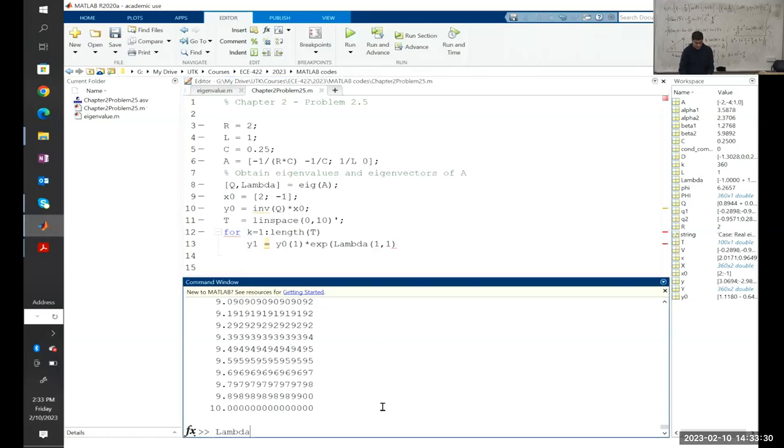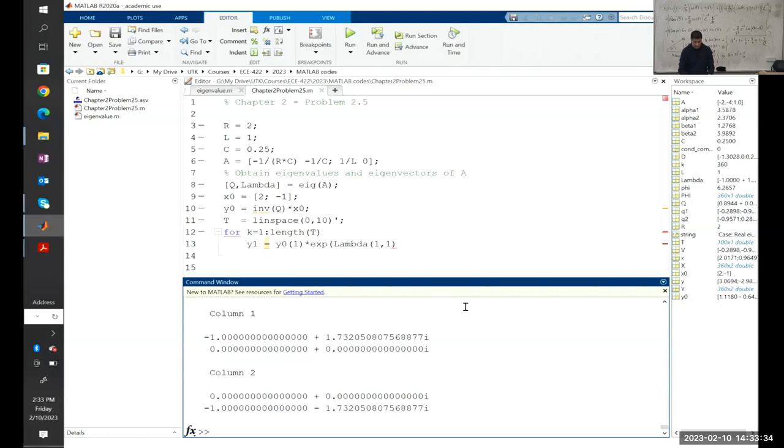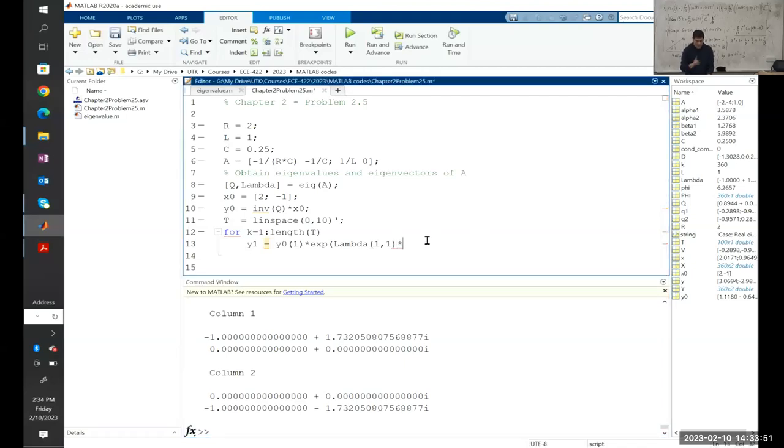We have lambda here, and as you can see, it is a diagonal matrix. So this is the first column. The first term is the eigenvalue. Second term is zero. Second column, first term is zero. Second term is the conjugate eigenvalue. So we have exponential of lambda t, the time, but the time is going to be t of k because we were using discrete time. Something similar will be for y2. y2 now will use the second term for the initial condition, and here we will use the second eigenvalue. So easy. That's the solution for y1 and y2.